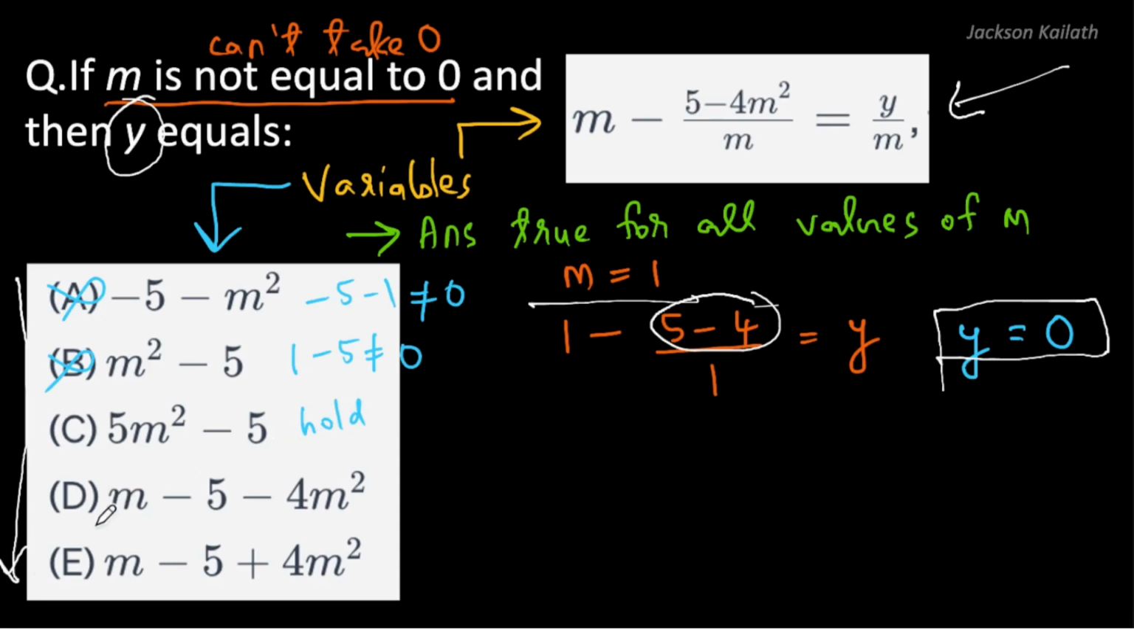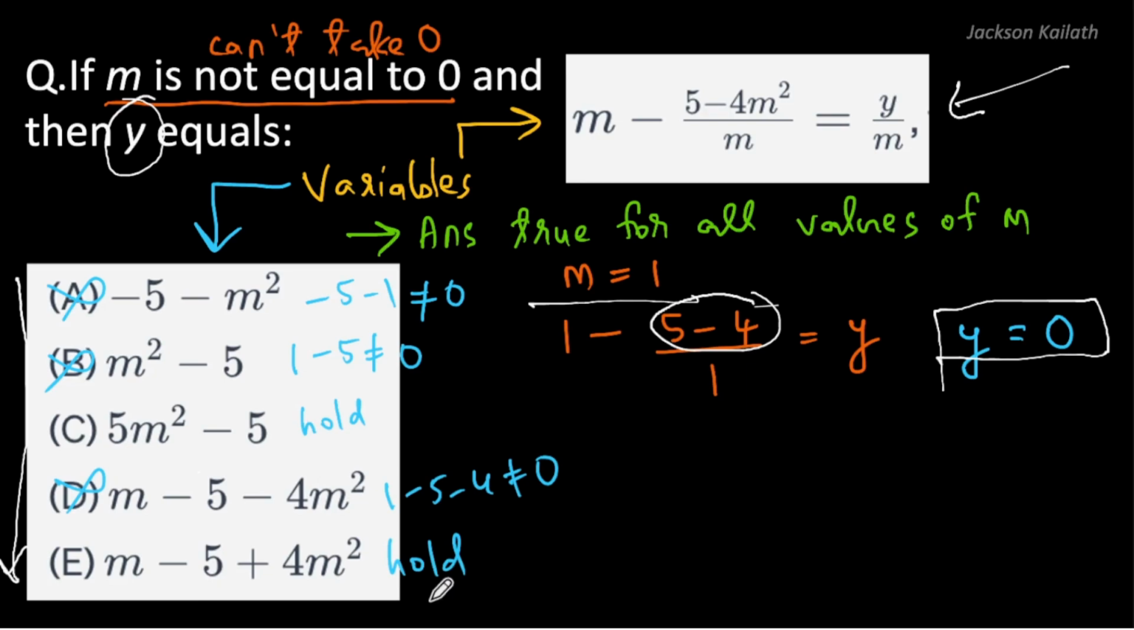So let's hold this. What about D? In D, when you substitute m is equal to 1, you get 1 minus 5, minus 4. And again, that's also not equal to 0. So we can eliminate option D as well. What about option E? I get 1 minus 5 plus 4. And over here also I'm getting 0, right? 1 minus 5 is minus 4. Minus 4 plus 4 is 0. So option E is also one of the possible options.